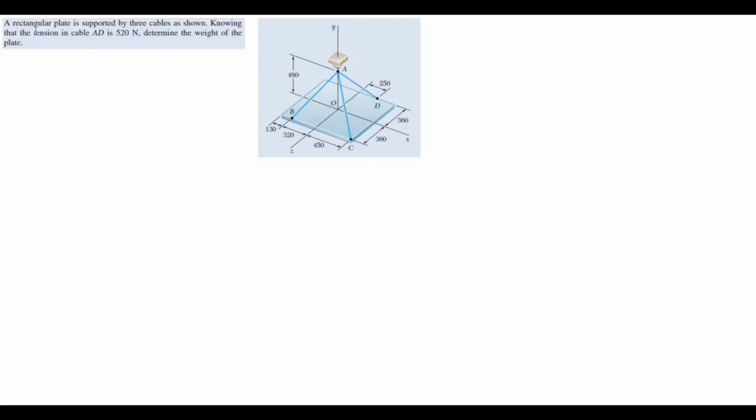For the fourth problem, we have a rectangular plate supported by 3 cables as shown. Knowing that the tension in cable AD is 520 newtons, determine the weight of the plate.